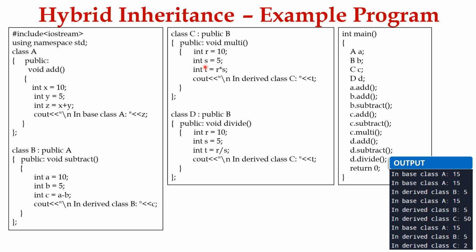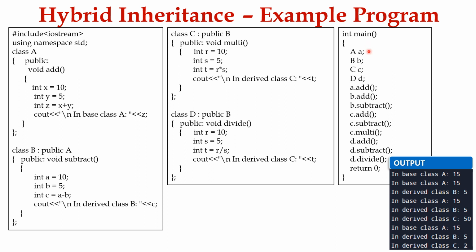Next, we have achieved hierarchical inheritance through Class B, Class C, and Class D. Here, Class B is a single base class through which Class C and Class D were derived. So, we have a single base class and multiple derived classes through which we have achieved hierarchical inheritance.